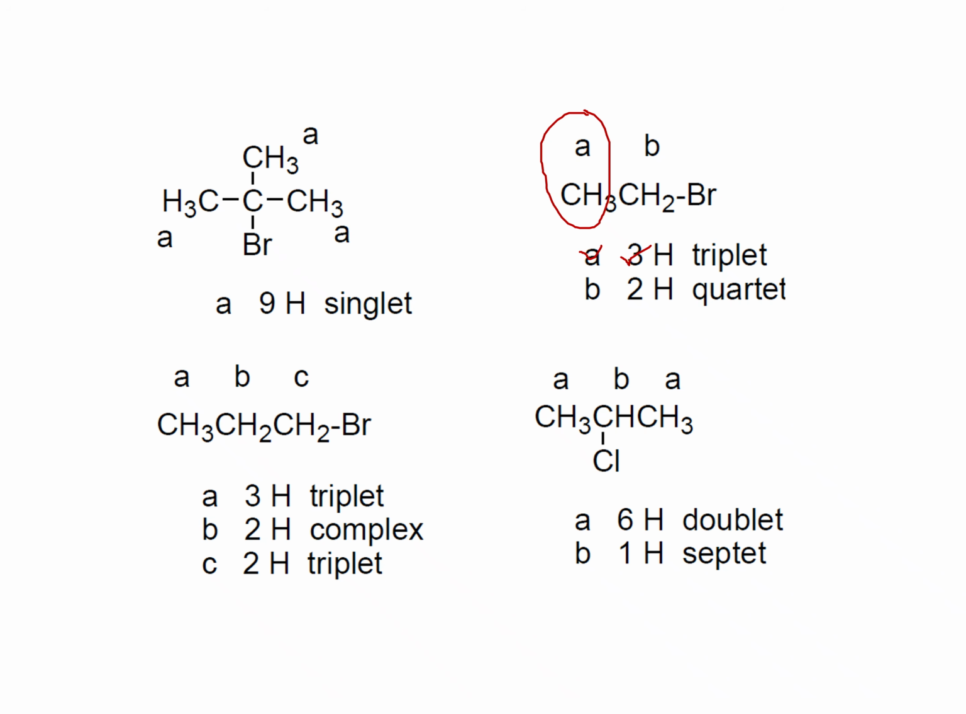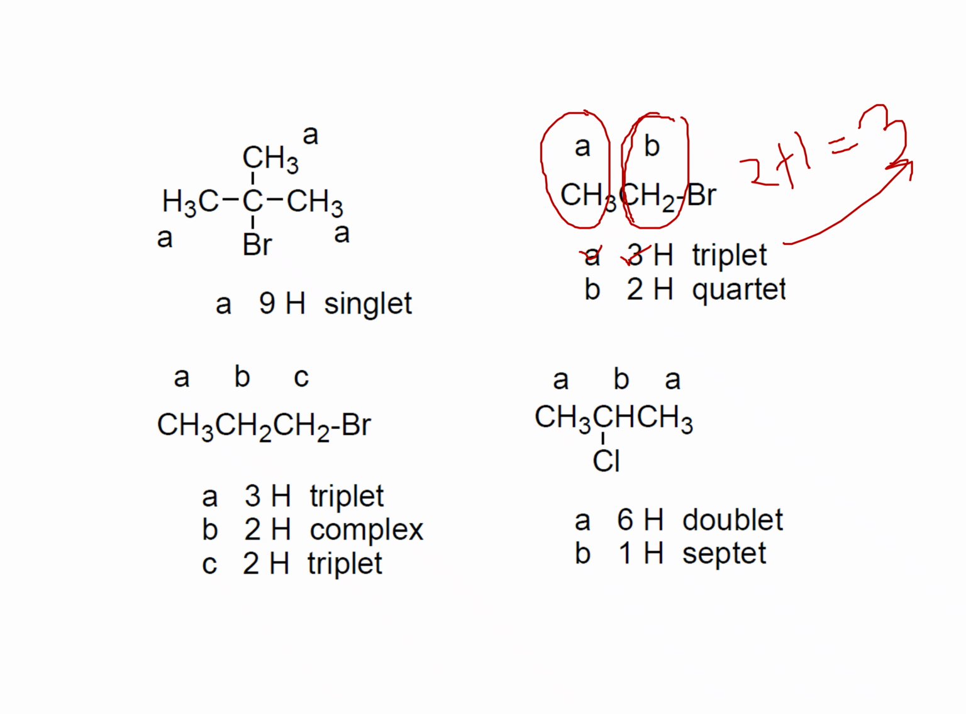But the splitting depends on the nearby carbon atom's hydrogen. So for A, the nearby carbon atom's hydrogen would be what? It would be 2 plus 1, because of the n+1 rule. 2 plus 1 is equal to 3. So the splitting would be triplet. 3 means triplet.